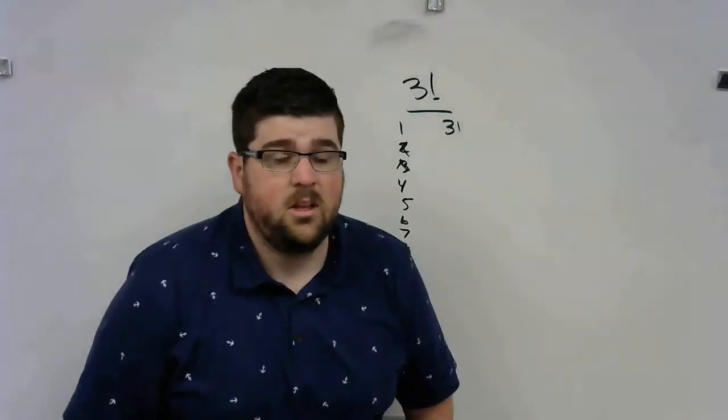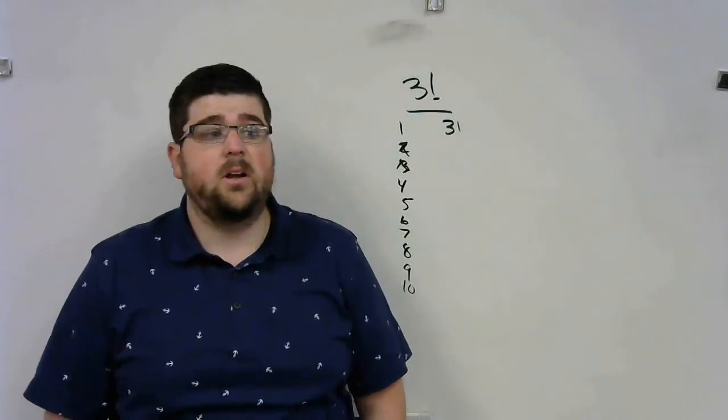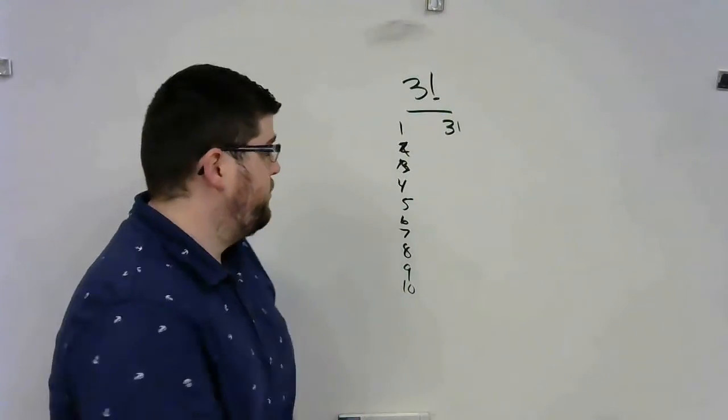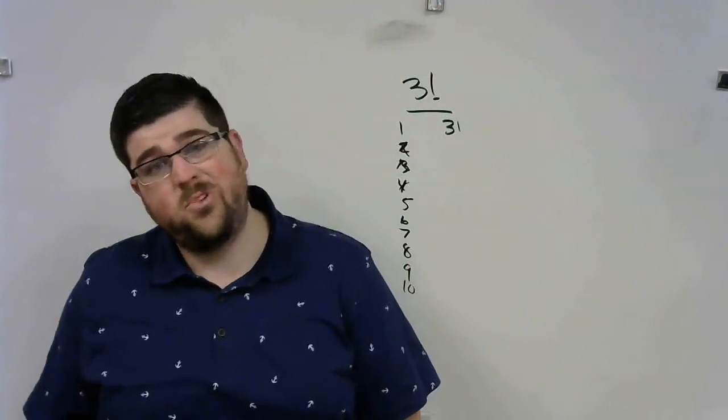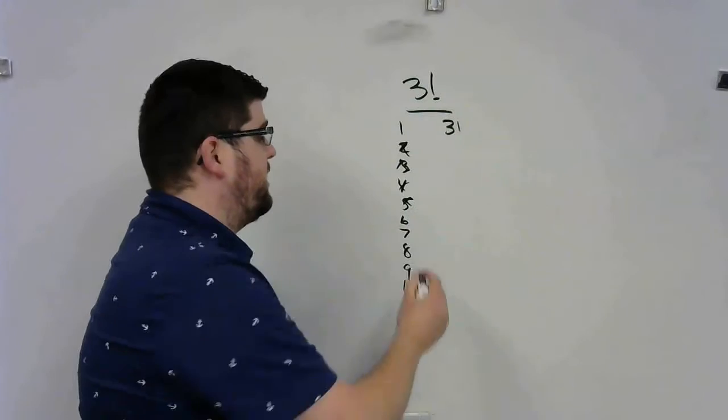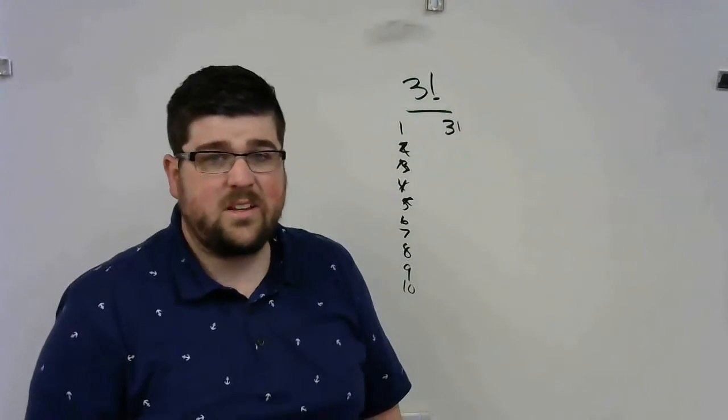What about 4? The closest I can get for 4 is 28 and 32. 5? Nope. 30 and 35 is as close as I can get. 6? Nope.